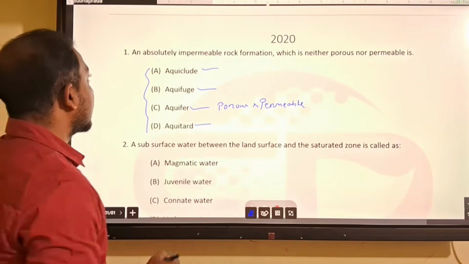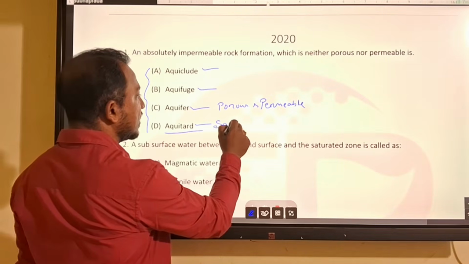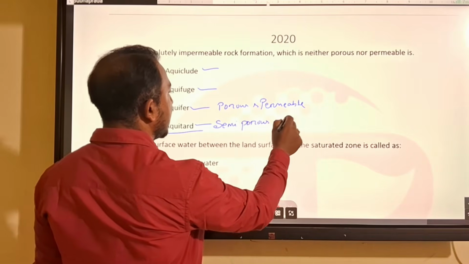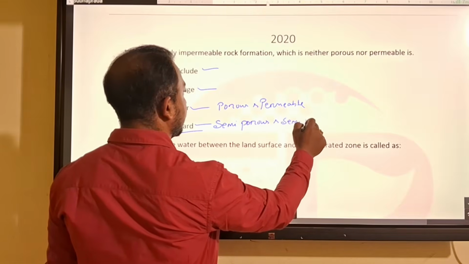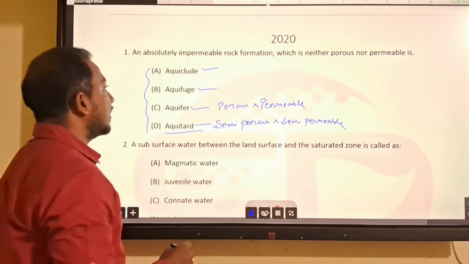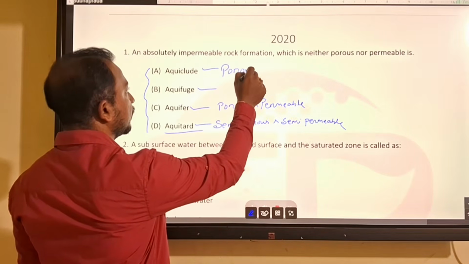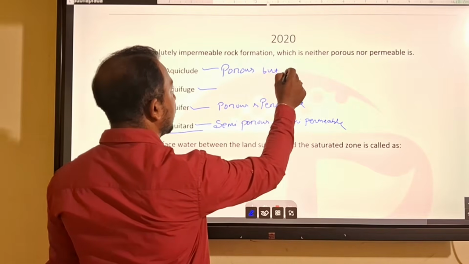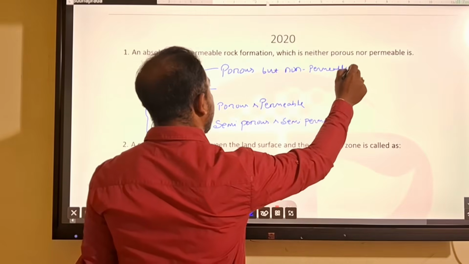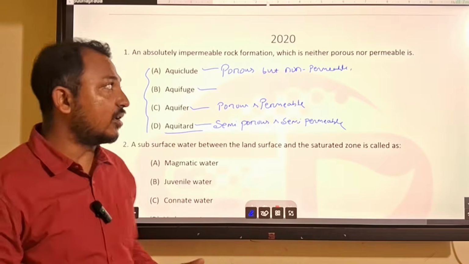Then your aquitard is semi-porous and semi-permeable. Then aquiclude is porous but non-permeable. You can take the example of clay and shale. Those are highly porous but non-permeable.